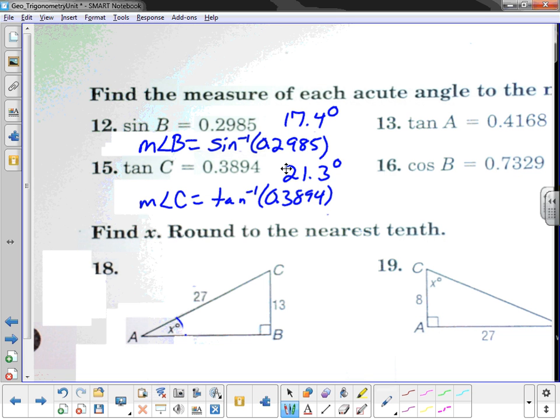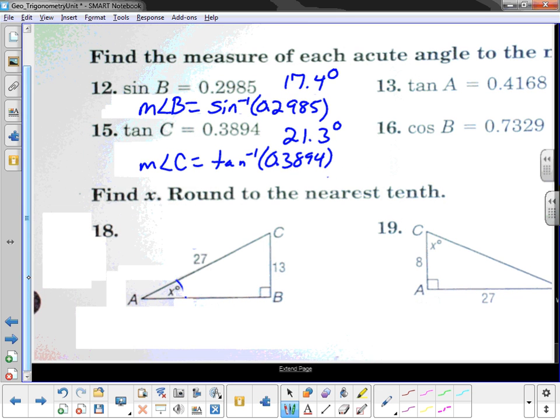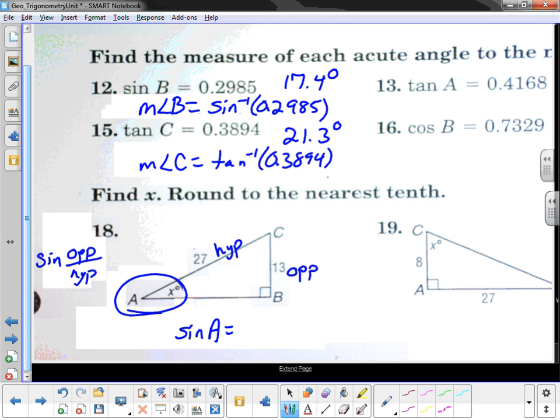Those are my answers. Now, what happens if they give me the figure of the triangle like I have here? The first thing I do is identify the angle that I'm looking at. That would be angle A. Then, which two sides of the triangle did they give me? They gave me the hypotenuse, and with respect to angle A, the 13 is the opposite. So which of our trig values uses opposite and hypotenuse? If we run through our list, sine is opposite over hypotenuse, which means the sine of angle A is equal to 13 over 27.